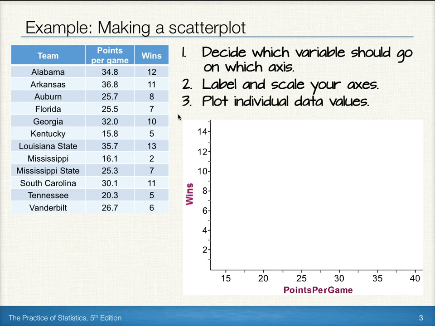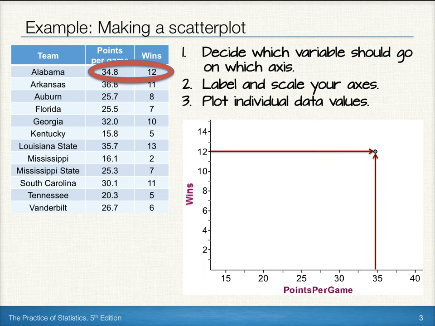Finally, we need to plot individual data values. Well, let's start with the University of Alabama, who had 34.8 points per game and 12 wins. In this example, we'll think of the 34.8 as the x in the ordered pair and the 12 as the y in the ordered pair. And we can see our first point would be plotted at (34.8, 12). Finally, plotting the rest of the values, we can see the scatter plot for points per game versus wins.